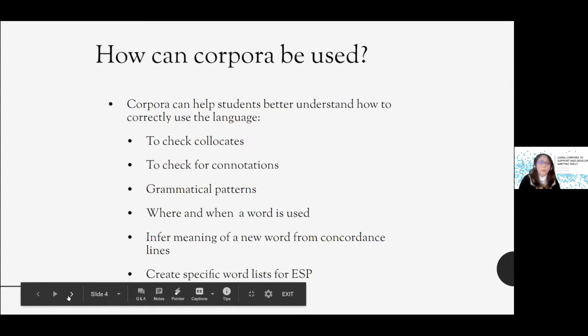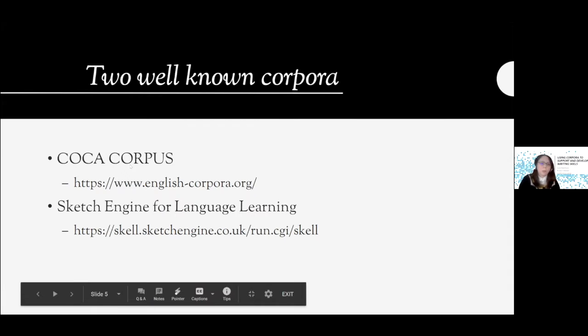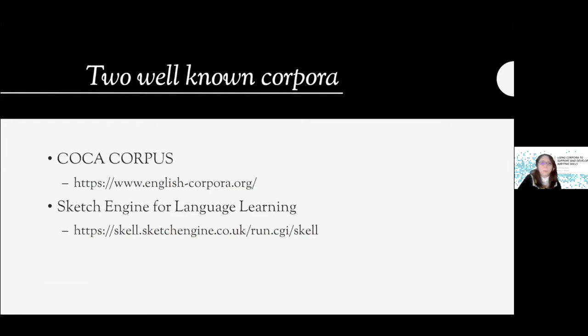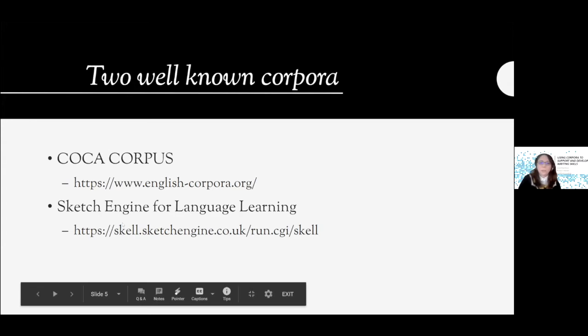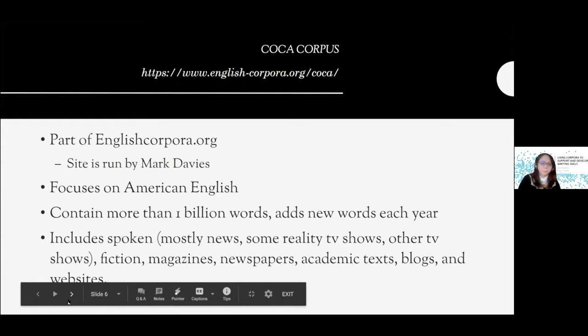Or if you're doing a particular essay, like in my university, we have to do an essay on global warming, so I could create a global warming corpus if I want. So today I'm just going to talk about two well-known corpora, which you're going to work through in your breakout rooms. The first one is the COCA corpus. It's part of EnglishCorpora.org. This is the American corpus because I'm American. And it's also a bit more developed than the BNC, I would say. And we're also going to look over Sketch Engine for language learning.